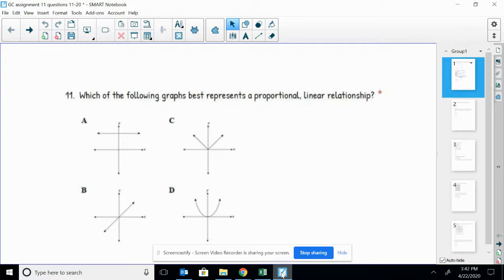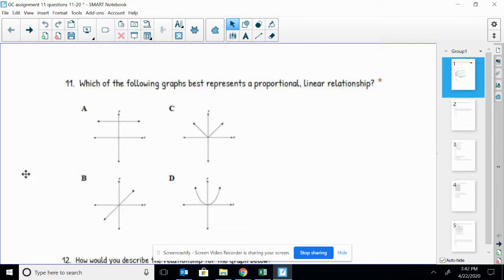Okay, guys, so I'm going to go over 11 through 20 on your Google questions because that was not covered in your Edpuzzle video. However, you did get enough information in the Edpuzzle video that you should have been able to answer these. And also, this is all a review from when we covered slope-intercept form before in school.